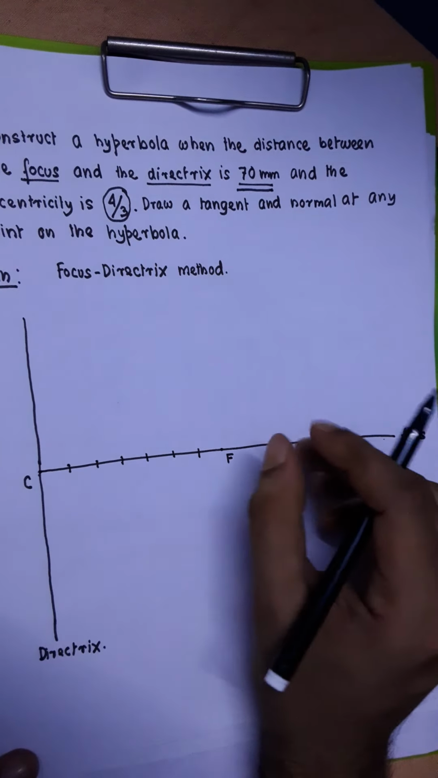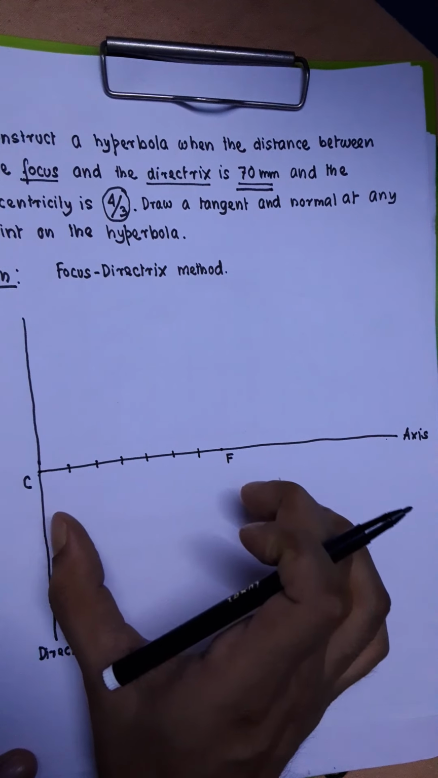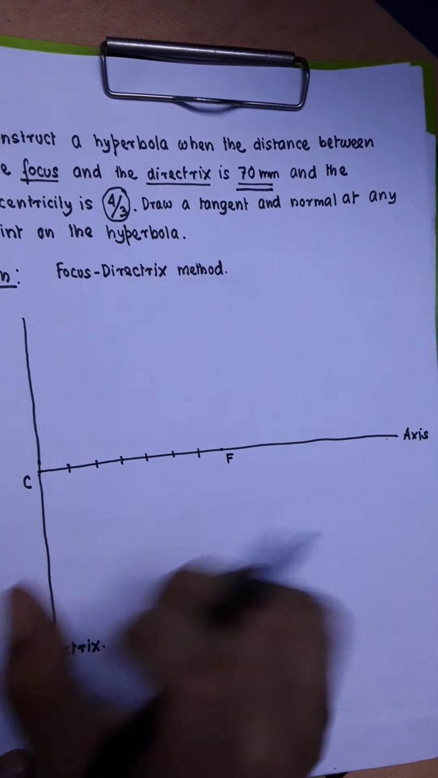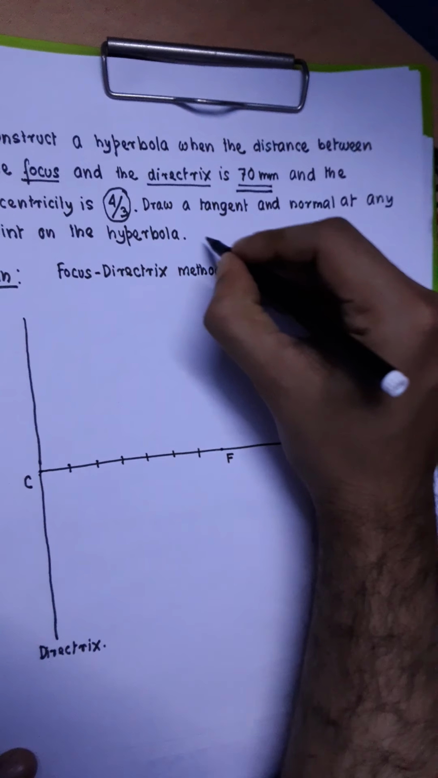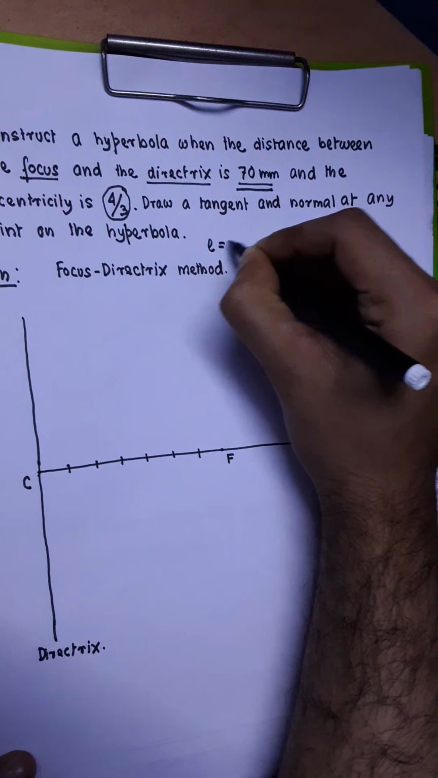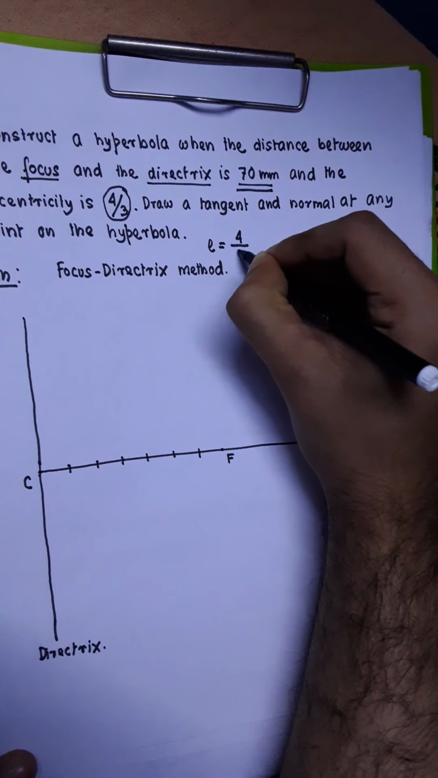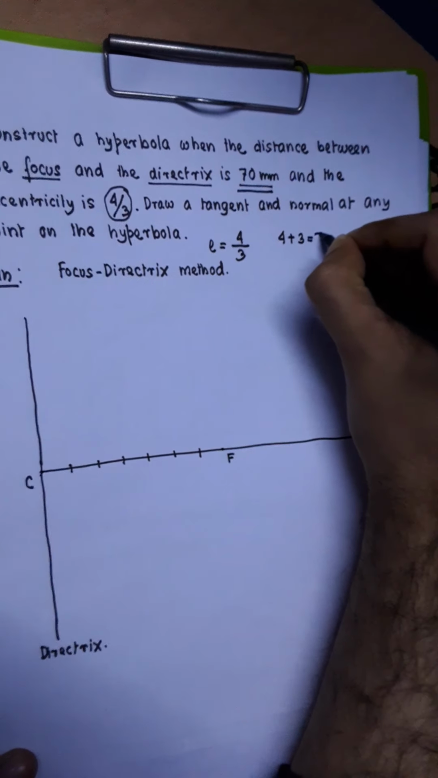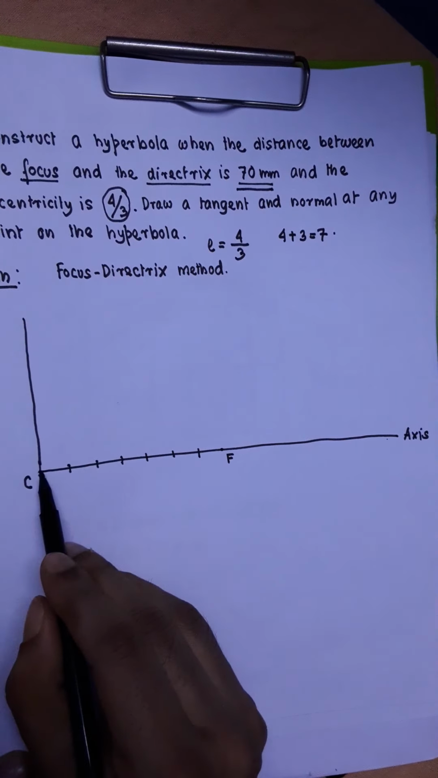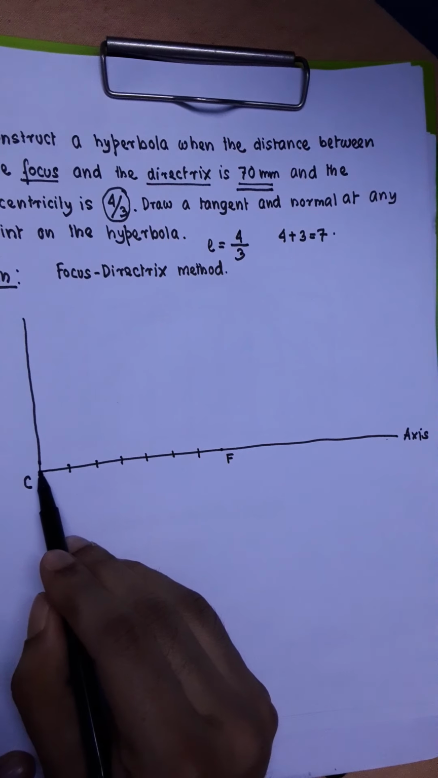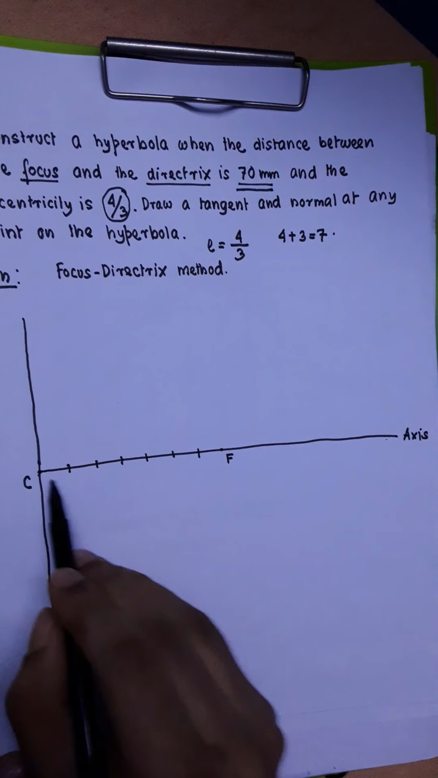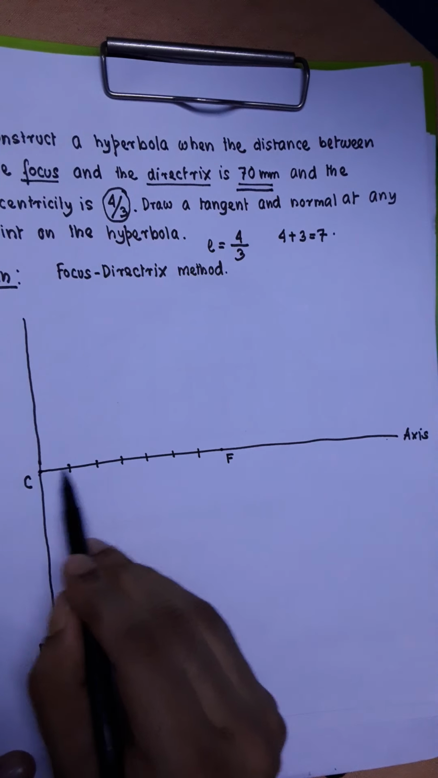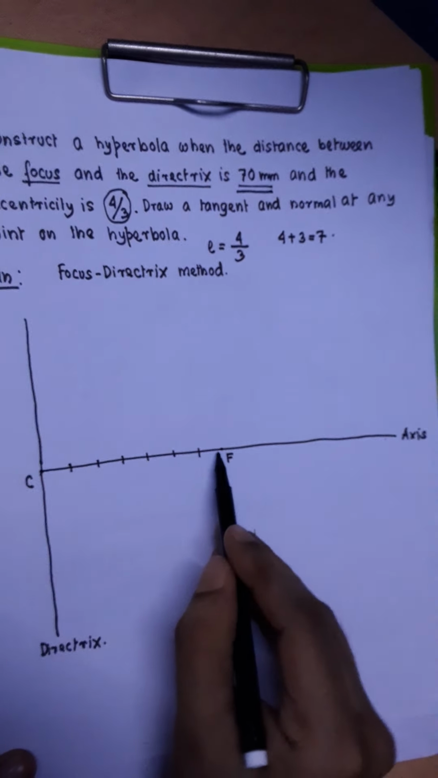Now the question is, why did we divide this distance CF into 7 equal parts and not into 8 equal parts and not into 6 equal parts? The reason is very simple. You see, the eccentricity value of the hyperbola that you are trying to construct is given as 4 by 3. 4 plus 3 gives you the number 7. So if we divide the distance CF, that is the distance between the focus and the directrix, into 7 equal parts, here you see we have divided the distance CF into 7 equal parts, 1, 2, 3, 4, 5, 6 and 7.